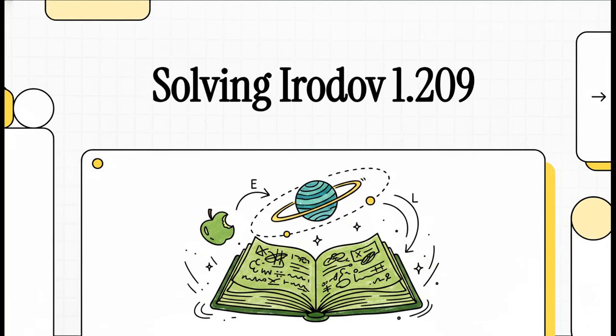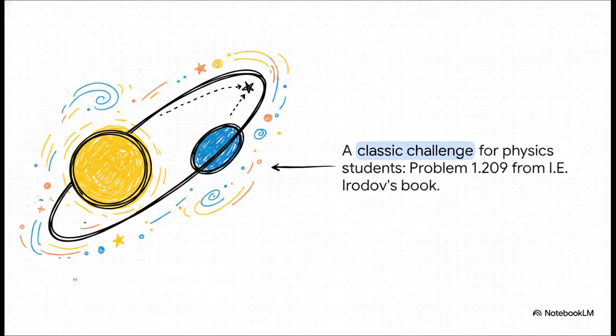All right, if you've ever really dived into physics, you've probably run into the beast that is the Irodov textbook, right? It's filled with these problems that are just famously tough, but also super rewarding. Well, today, we're going to take on one of the classics, problem 1.209, a really cool puzzle about orbital mechanics. So let's jump right in.